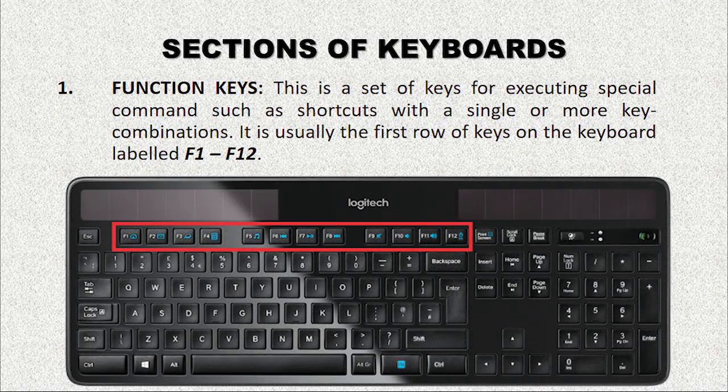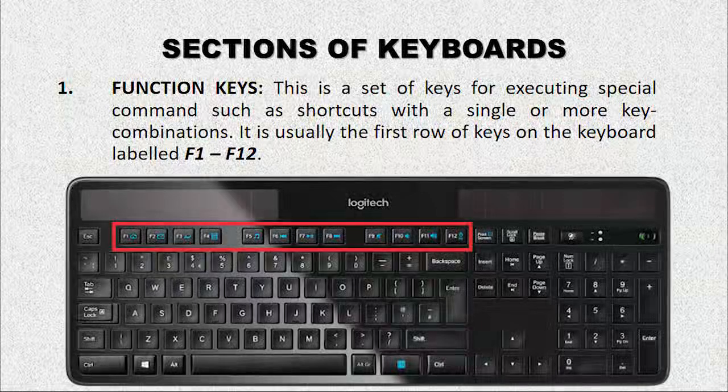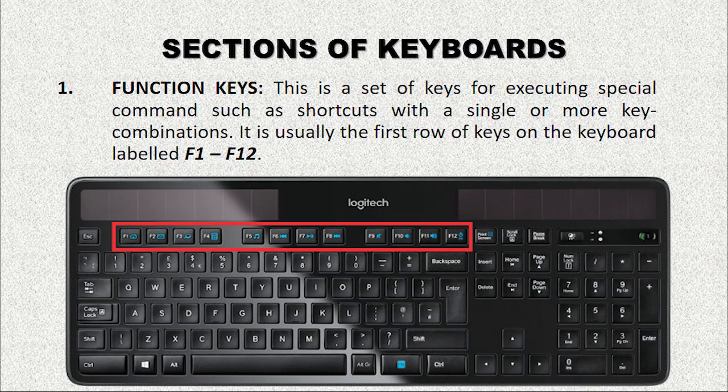Sections of keyboards. 1. Function keys. This is a set of keys for executing special commands such as shortcuts with a single or more key combinations. It is usually the first row of the keys on the keyboard, labeled F1 to F12.